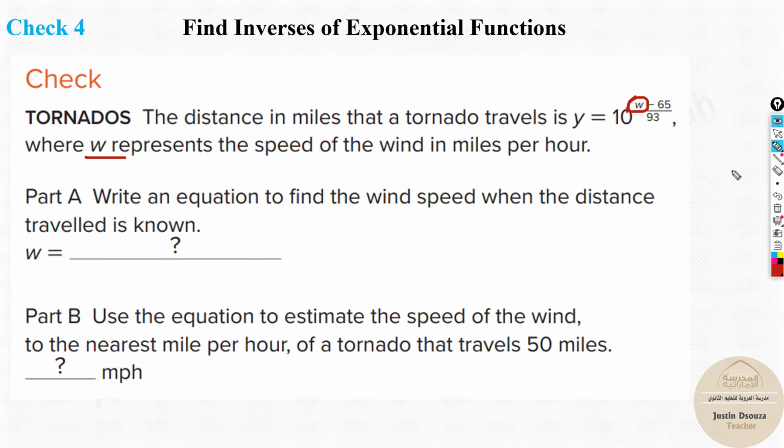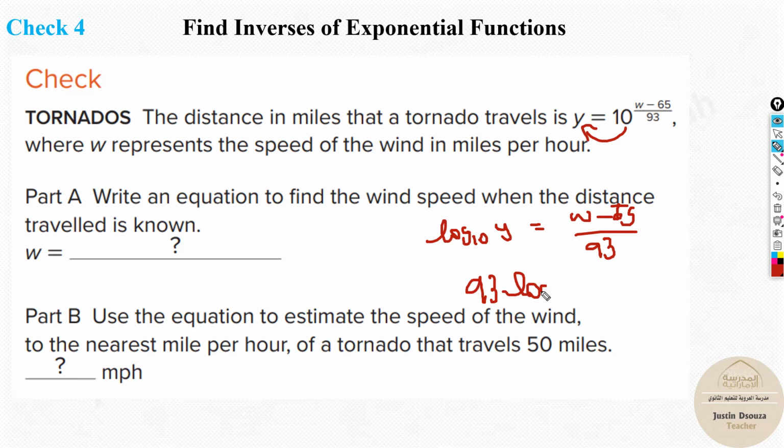So wind speed is w, right? They want you to write w equals all the other things. Okay, what do you do? Over here, since there is no coefficient multiplied, just take this to the other side. It will be log base 10 of y equals (w minus 65) by 93. The power comes down. Now take the 93 to the other side: it will be 93 log base 10 y, and minus 65 becomes plus 65, equals w. Okay, w equals 93 log base 10 y plus 65.